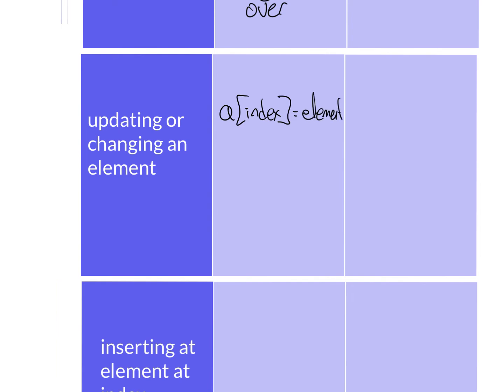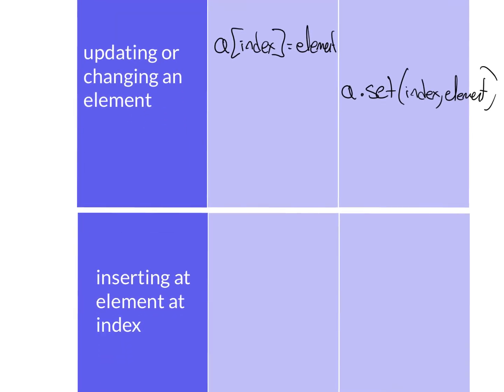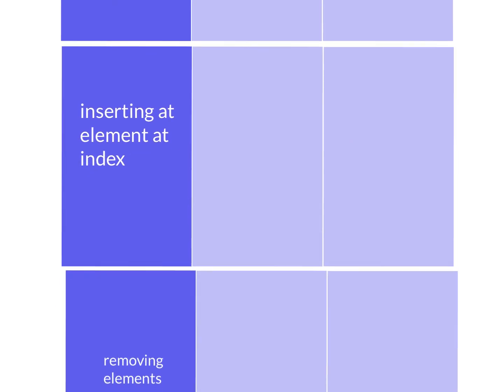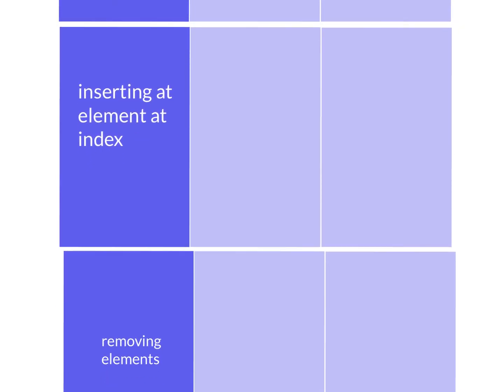For an array list, we're going to go ahead and use a.set. We're going to pass the index and the element. So those are how we can update or change a value. Both of them are similar, in terms of writing code, not that different. Inserting an element at an index.